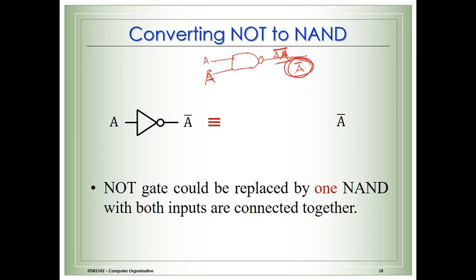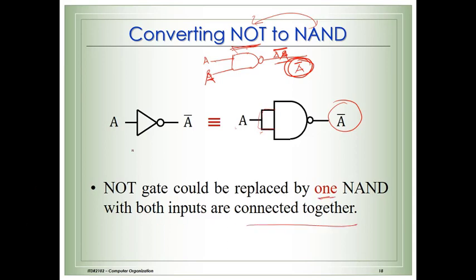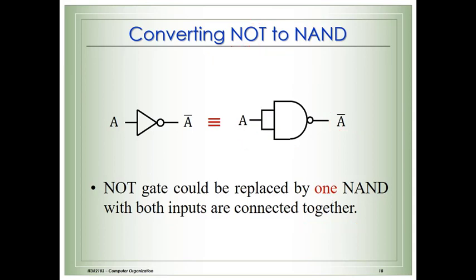So it means that for one input, if you make both inputs A, then the output will be NOT A, correct? So a NOT can be equivalent to a NAND gate. A NOT gate could be replaced by one NAND gate with both inputs connected together. So one NOT is equivalent to one NAND.